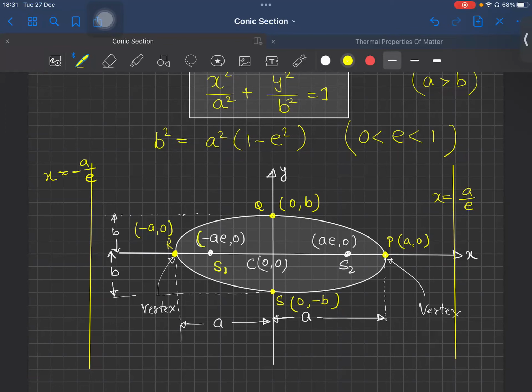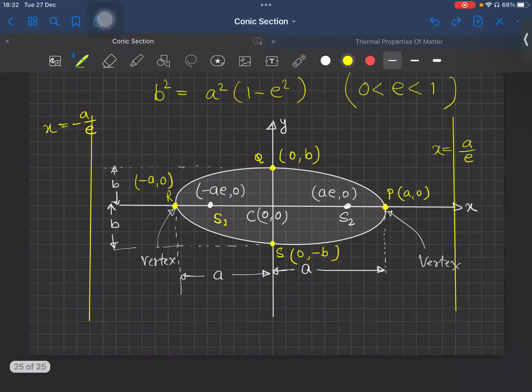What is S1? S1 is the first focus, okay? Minus AE comma 0. Can you see this? And S2 is your second focus, which is AE comma 0. That means the distance from here to here is AE. The distance from here to here is also AE. Okay. Understood?